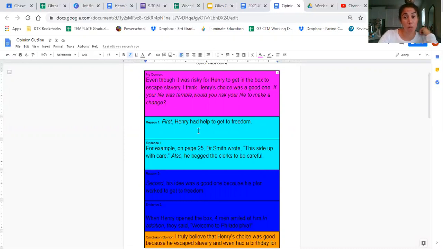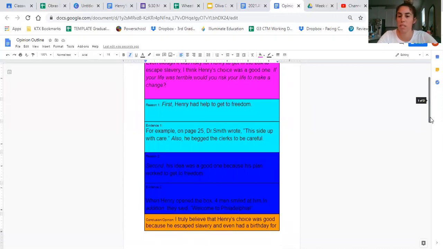First, Henry had help to get to freedom. For example, on page 25, Dr. Smith wrote, "This side up with care." Also, he begged the clerks to be careful. I don't think I have a question there. I'm gonna see maybe in my second reason.